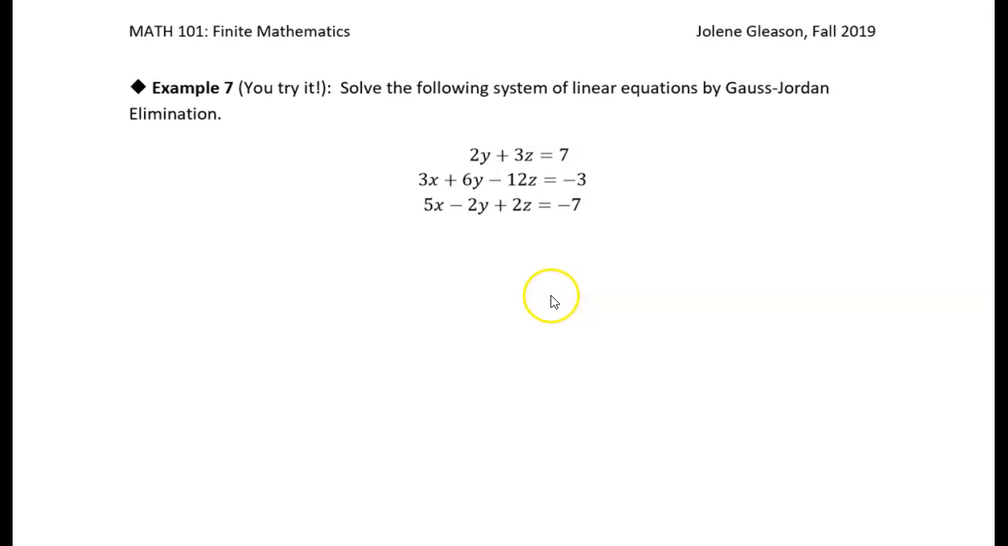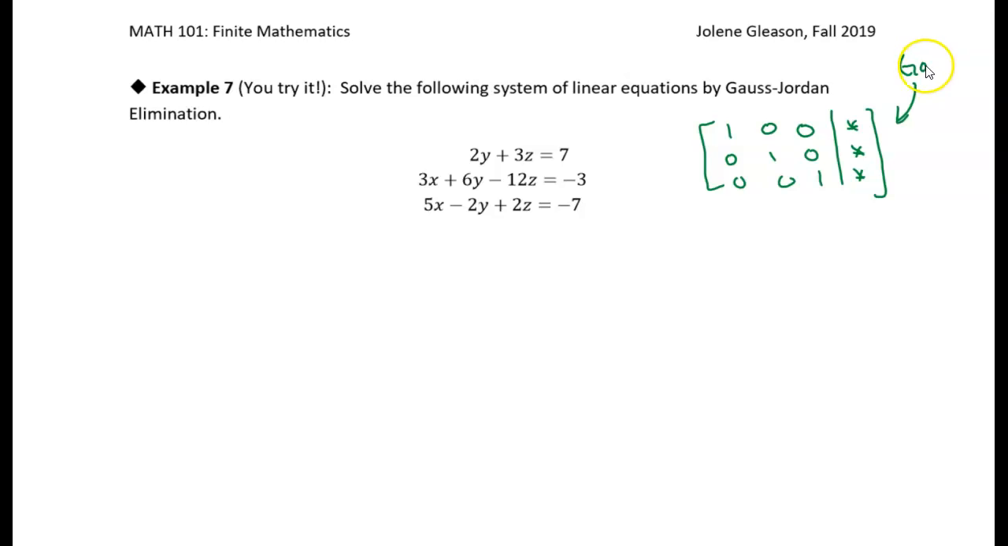All right, so let's play another game of Gauss-Jordan elimination. Just keep in mind that our goal is a matrix that looks like this. We want an augmented matrix that looks like this so that we can just read the x, y, and z values off for our solution. So we have this goal matrix right here. This is our goal.